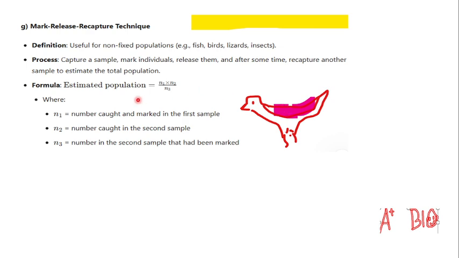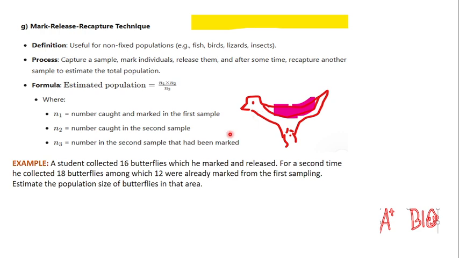So here you should consider that N1 is the number which you catch and mark. It means the first time you come, the number you mark is N1. When you come back, the number you catch, either marked or unmarked, is called N2. Now N3 is those you took which are marked. Now, the formula to estimate the population of my ecosystem is N1 times N2 over N3. You should be aware of this one.